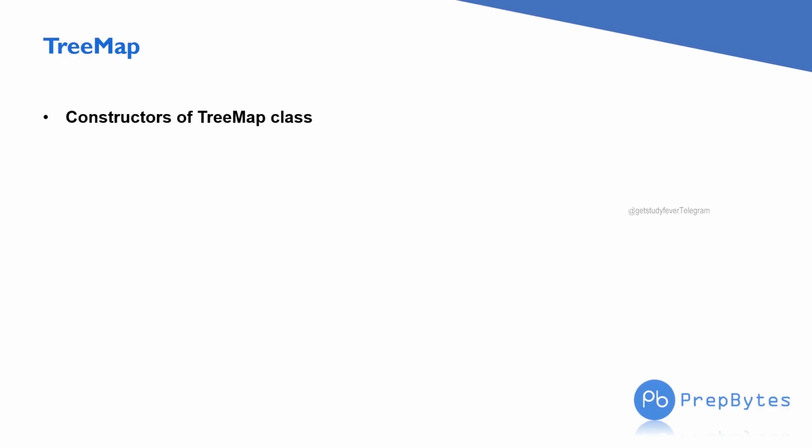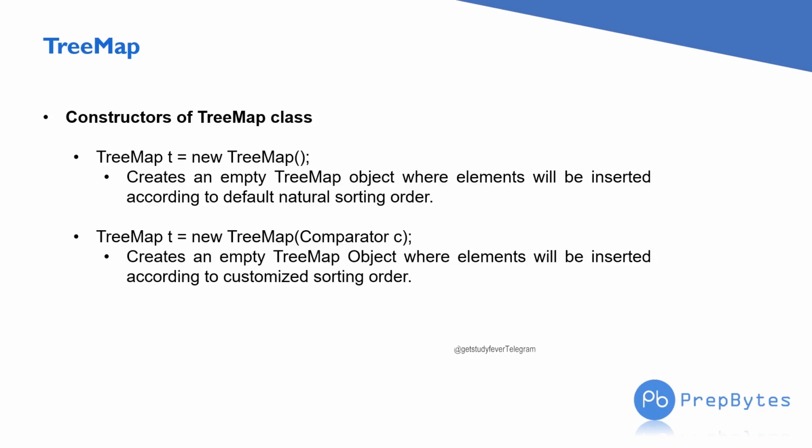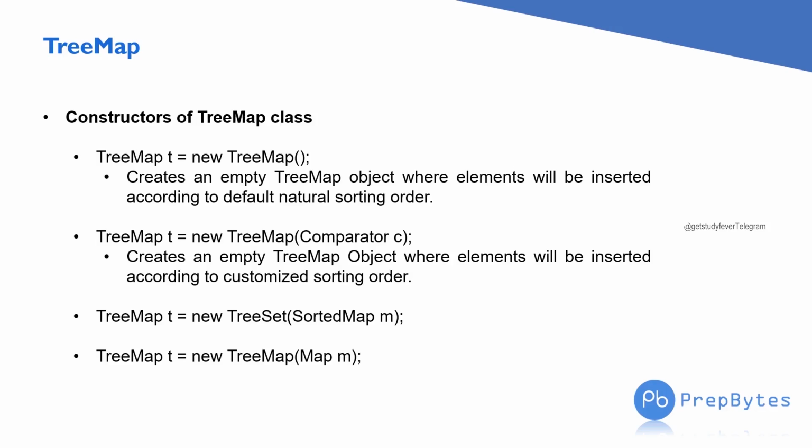Now the constructors of TreeMap are exactly the same as TreeSet. The first constructor creates a TreeMap object where elements will be inserted in default natural sorting order. Next, we use our own sorting order using the comparator. I have shown you this example in TreeSet. Next is if you want to convert from a map to a TreeMap, and next is if you want to convert a SortedMap or a normal map to a TreeMap. These are the constructors, and they are also the same.